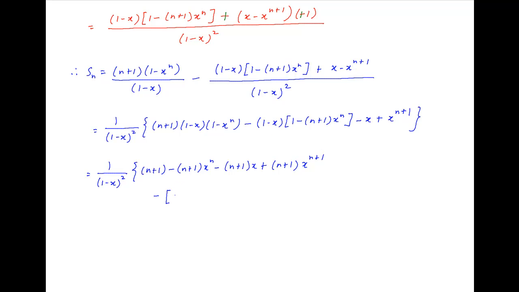− (1 − (n + 1) times x raised to the power n) − x + (n + 1) times x raised to the power n + 1 − x + x raised to the power n + 1]. Notice that (n + 1) times x raised to the power n cancels, so does (n + 1) times x raised to the power n + 1.